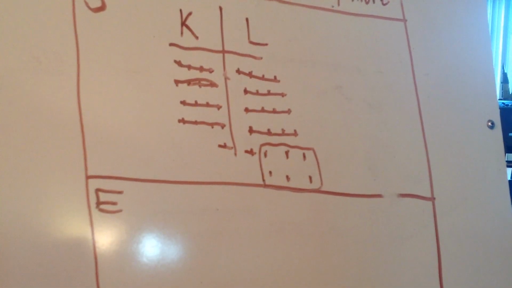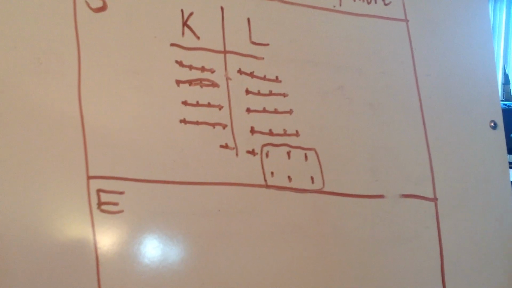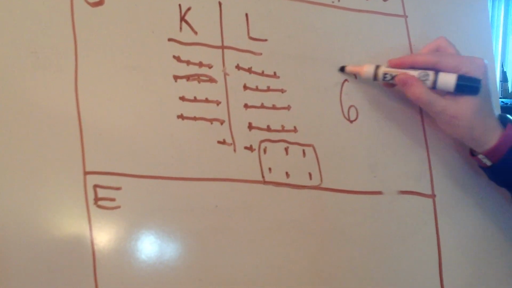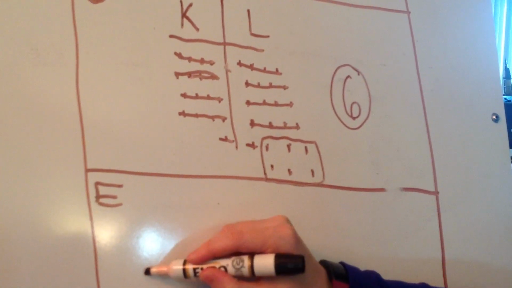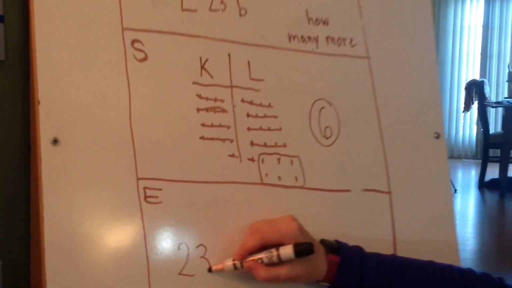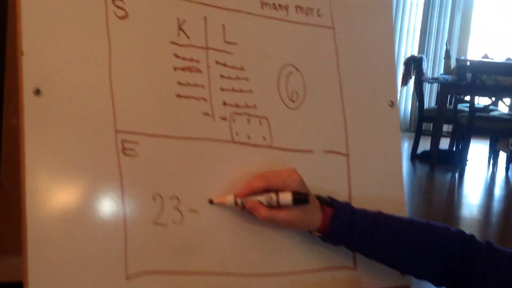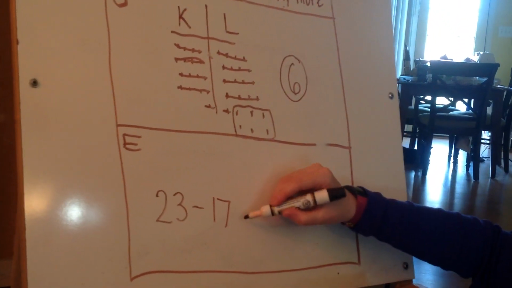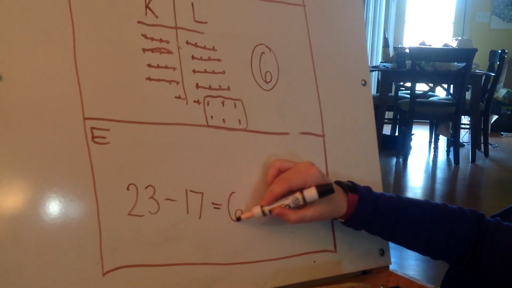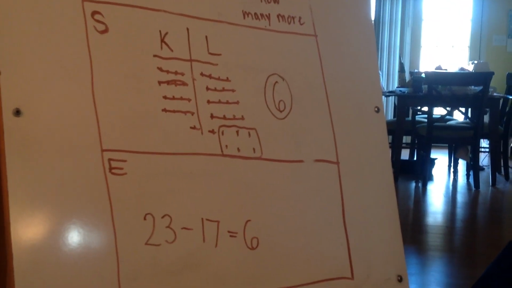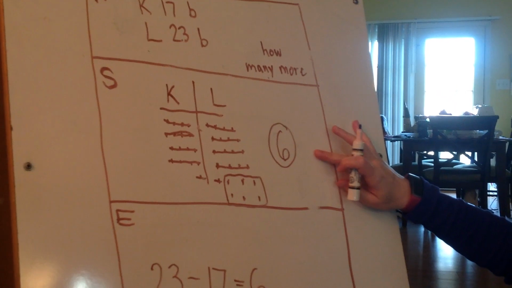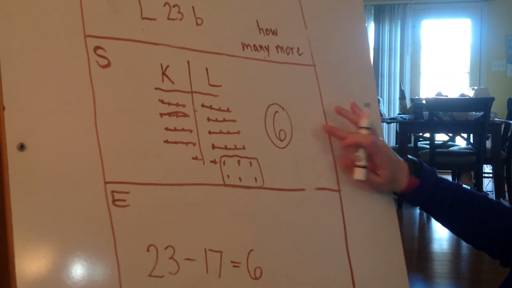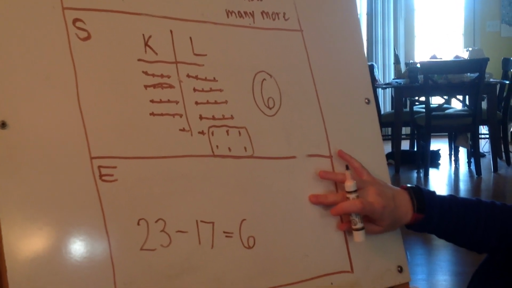Luke has more. But how many more does Luke have? Luke has 6 more than Callie. I can see them right here. So we took Luke's 23 and we took away Callie's 17, and it equaled the 6 left over that Luke had. If you got this box right, you can have a point.